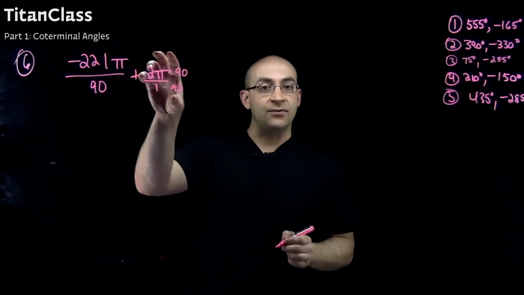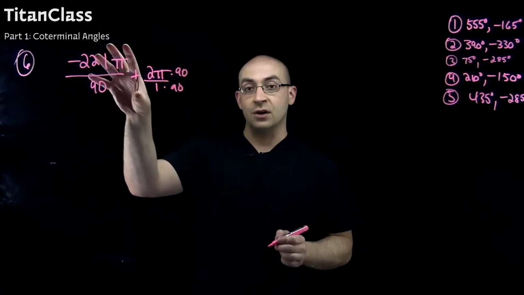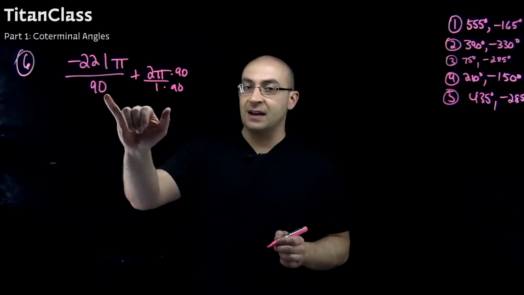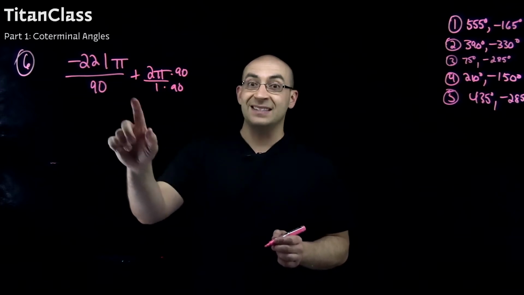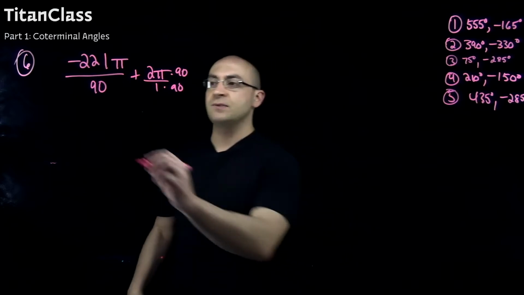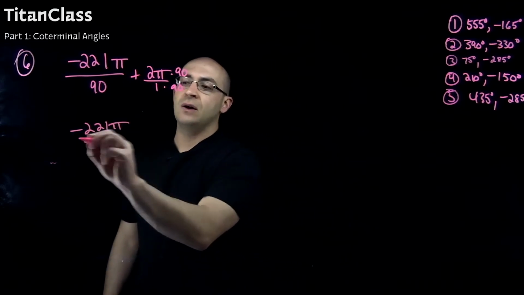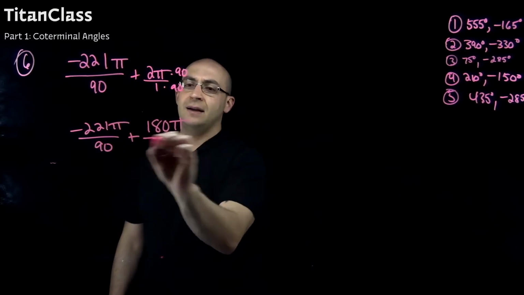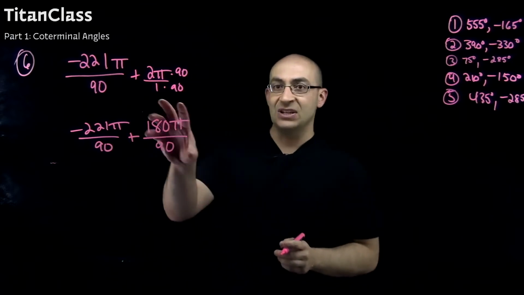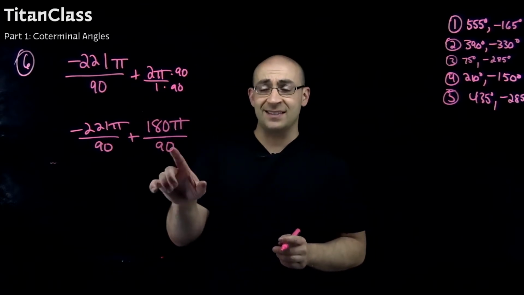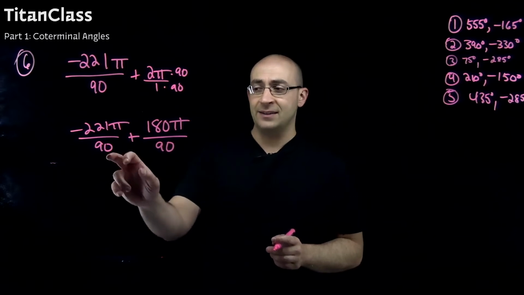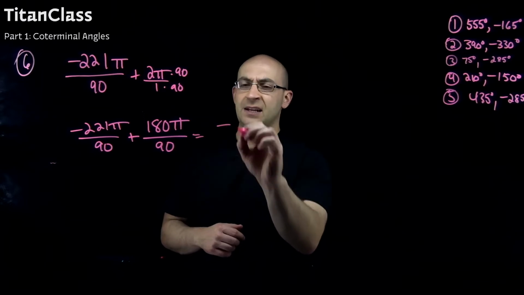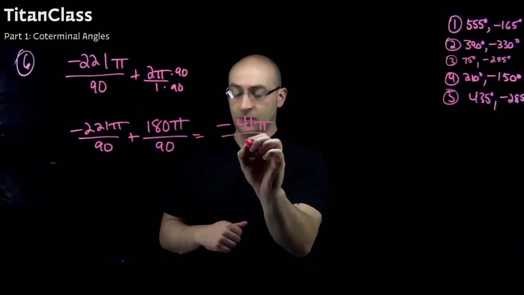Because when I add a full revolution to this original coterminal measurement, I need it in terms of whatever the denominator comes with it, right? So I need to make this a 90 in order to figure this out. So what does this really say? It says negative 221 pi over 90 plus 180 pi over 90. I know this looks weird, this fraction. This is simply one full revolution in terms of the denominator. So let's add them across and see what we get. I have a negative 41 pi over 90.